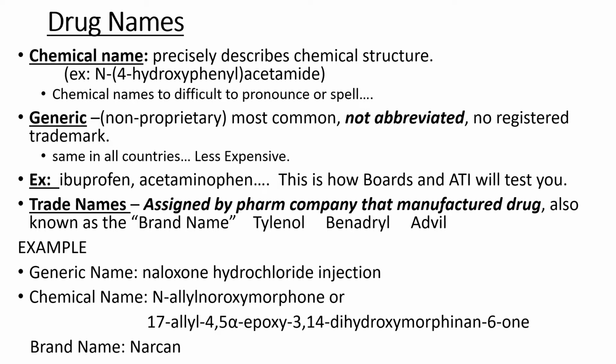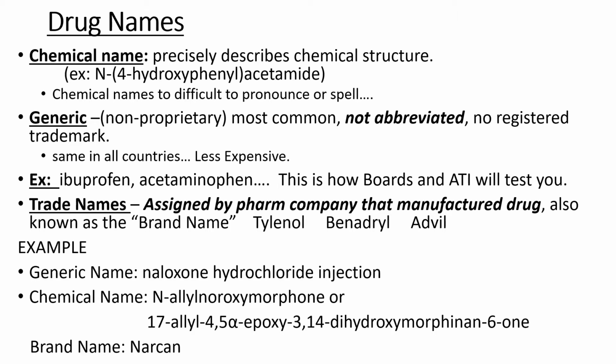Drug names. So when we start talking about drug names, there's several different types. You have a chemical name, you have a generic, and then of course the trade name. Okay, so the chemical name is exactly what it sounds like. It is just the chemical structures within that medication. They're extremely hard to pronounce or even spell. So that's why we have generic and trade names. Okay, so be mindful as we go through here that you know what each of these names are and in what form you're going to see them in.